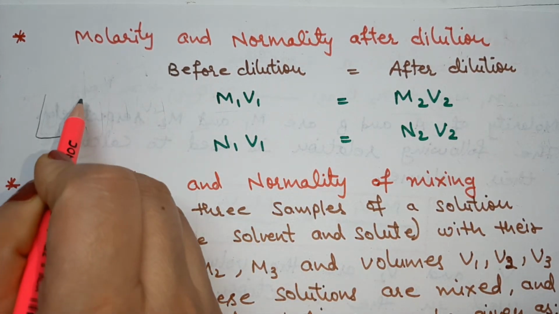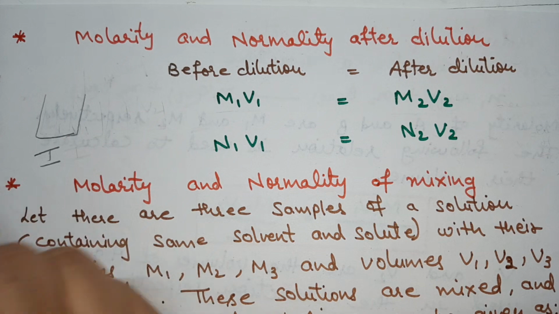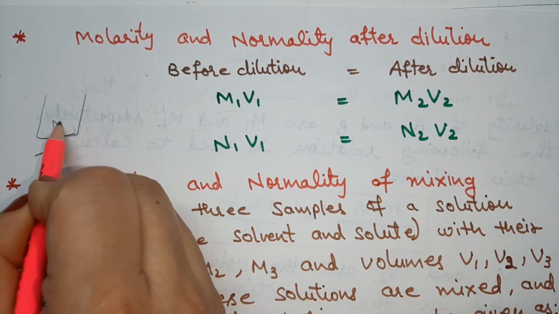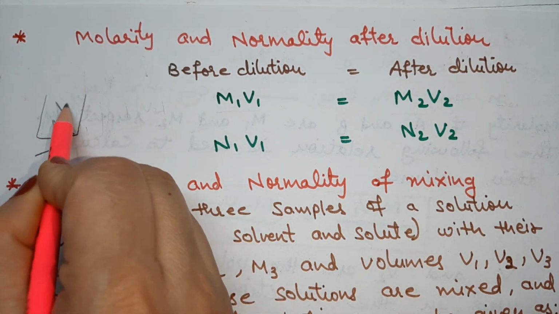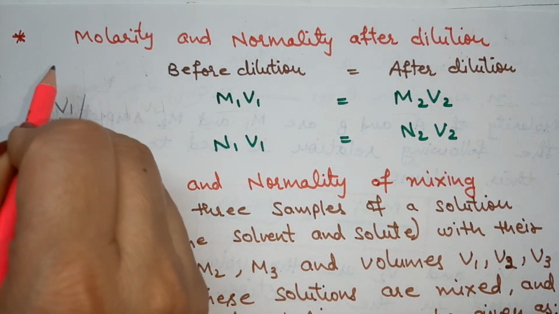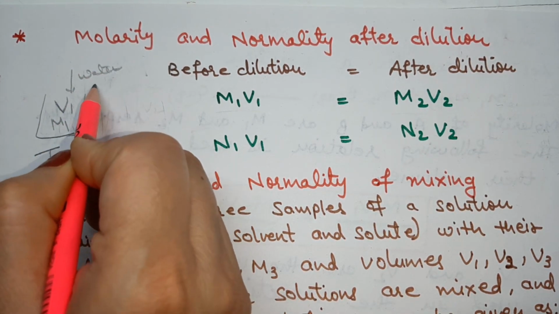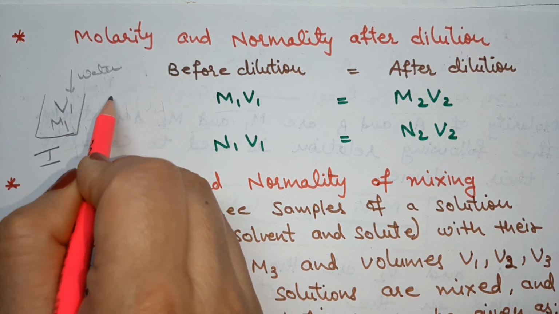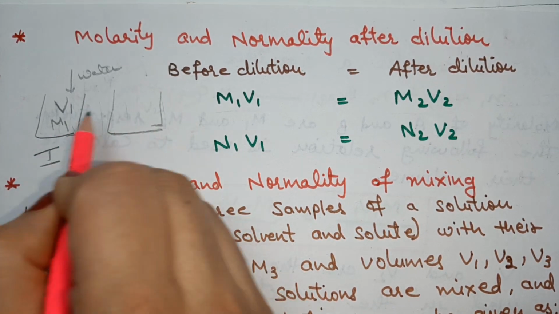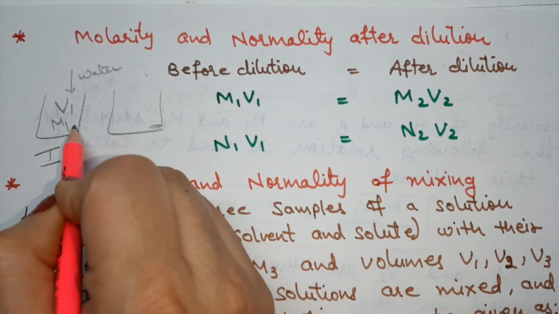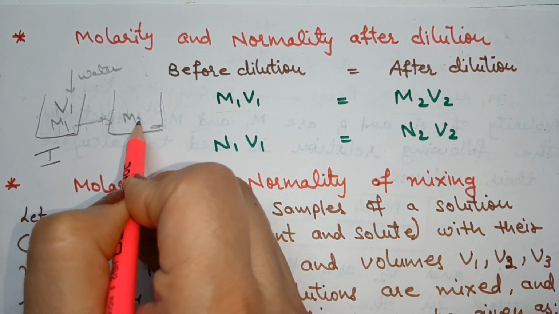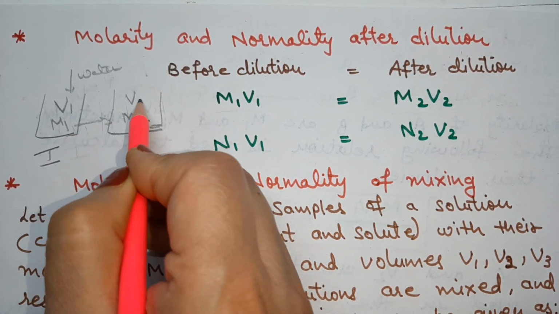Suppose we have a solution which is marked as 1. The molarity of that solution is M1 and the volume of that solution is V1. Now we are adding water to it for dilution. After diluting this solution, the molarity becomes M2 and the volume becomes V2.